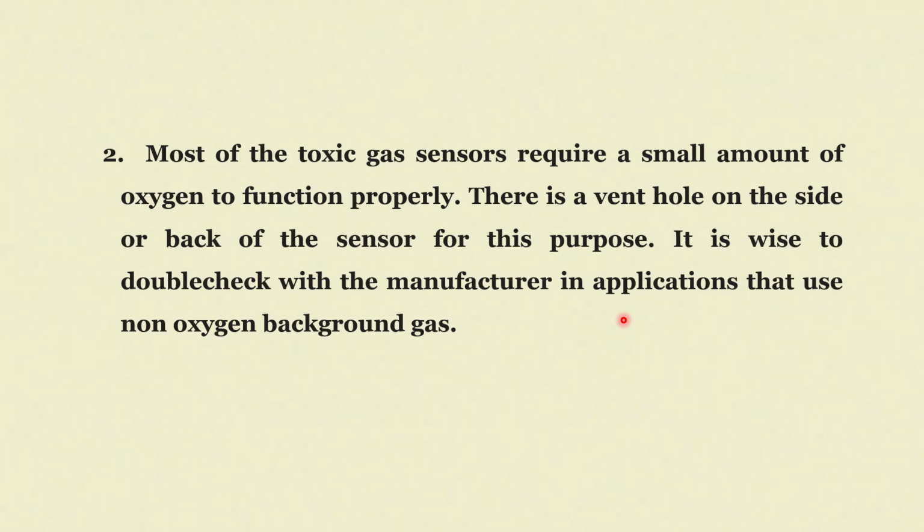So, most of the toxic gas sensors usually require a small amount of oxygen to function properly. So, there will be a vent hole provided on the side or back of the sensor for such purposes. It is wise to double check with the manufacturer in applications that use non-oxygen background gas. So, obviously, if you do not see a small vent hole, then you should check with the manufacturer whether it is safe enough, because the non-oxygen background gas may or may not be able to sustain it.